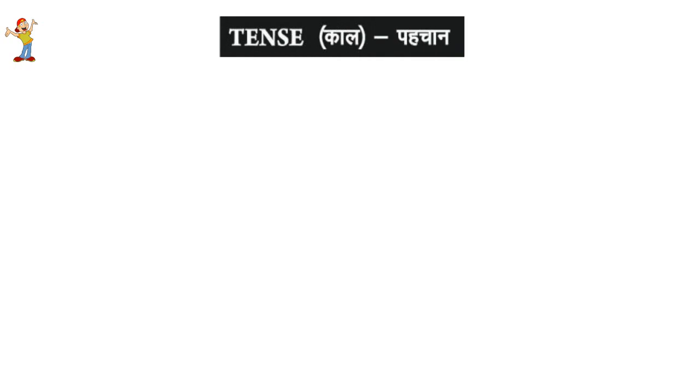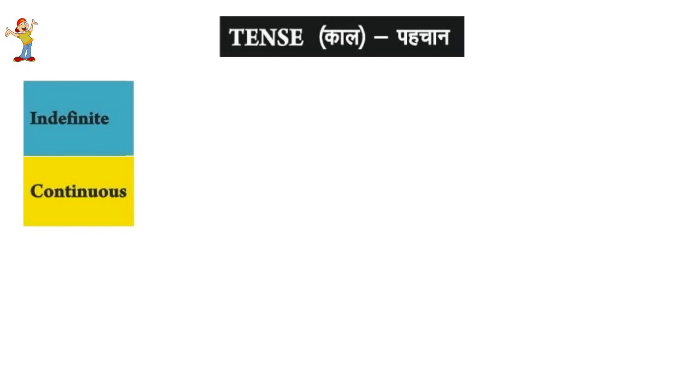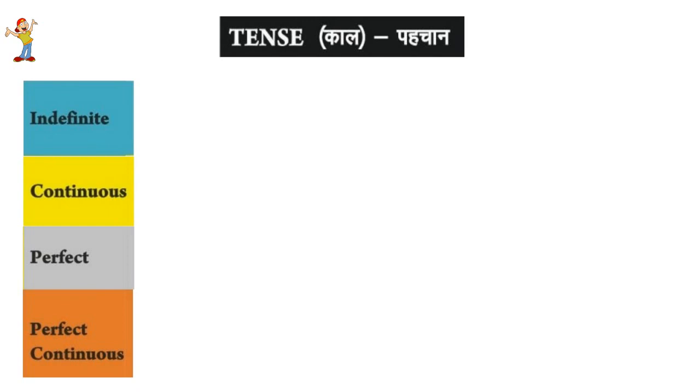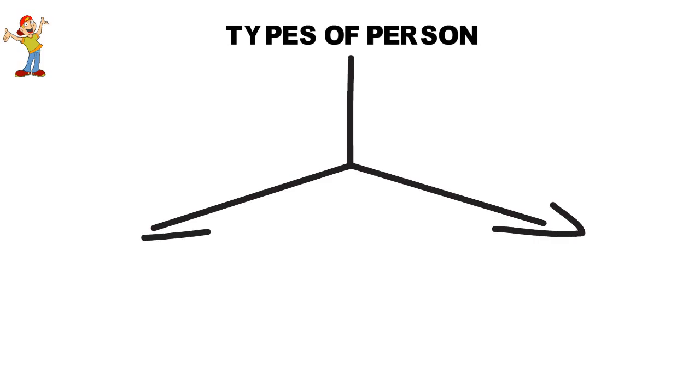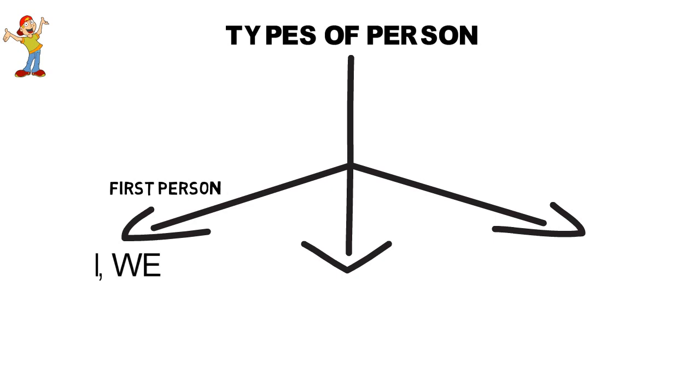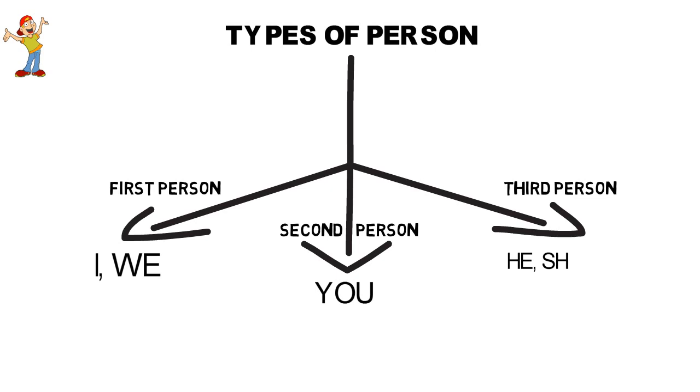And if we talk about the subtenses of the tense, the first is indefinite, then continuous, perfect, and perfect continuous. Before I go ahead further, I will just tell you about types of persons. There are three types of persons. First person: I and we. Second person: you. Third person: he, she, it, one name, and they.